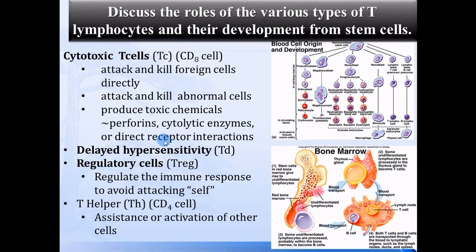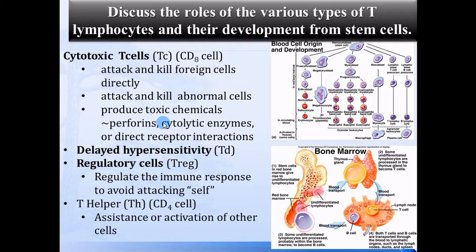Right? Or they have direct receptor interactions. So if it's a human cell, if it's your cell, but it has a virus in it, the cytotoxic T cell comes up to it and says, I know you're one of us, so I'm not going to kill you. You're going to kill yourself. And it flips a receptor on so that apoptosis happens.